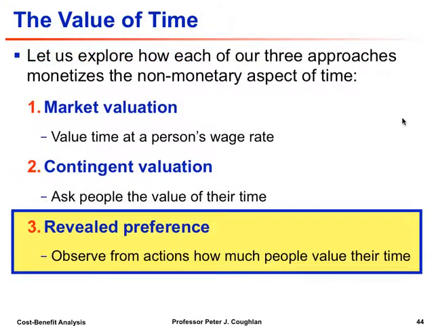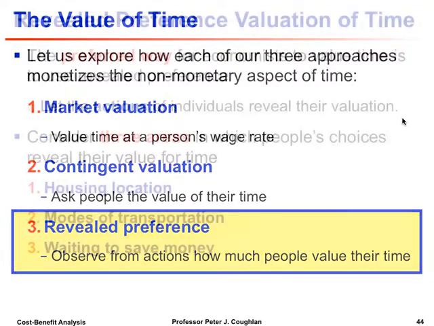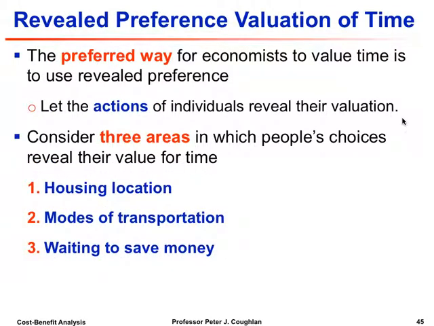So again, the idea is valuation of time by contingent valuation does have its disadvantages that any contingent valuation approach has. What about revealed preference? How do we think about observing people's actions and their choices and what that reveals about their value for time? Well, this is actually sort of the preferred way that economists use to value time, with revealed preference, right? Because unlike the market valuation that works for the hourly wage, we can actually see how you value leisure time by your choices, right?